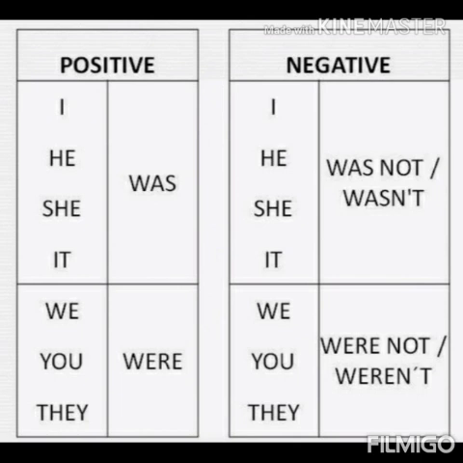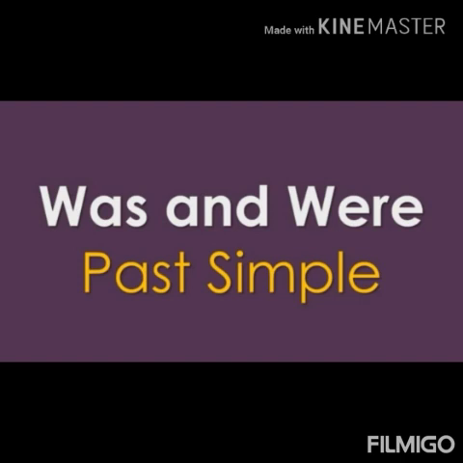Now let's move to negative form. I was not, or I wasn't, it's the same. You were not, you weren't. He was not, he wasn't. She was not, she wasn't. It was not, it wasn't. We were not, we weren't. You were not, you weren't. They were not, they weren't. So, as you see, we have a simple past of the verb to be. So the simple past of verb to be is was and were.